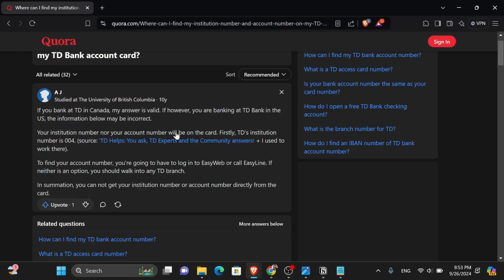Your institution number nor your account number will be on the card. Firstly, this institution number is 204, and here's the source. Plus, I used to work there.